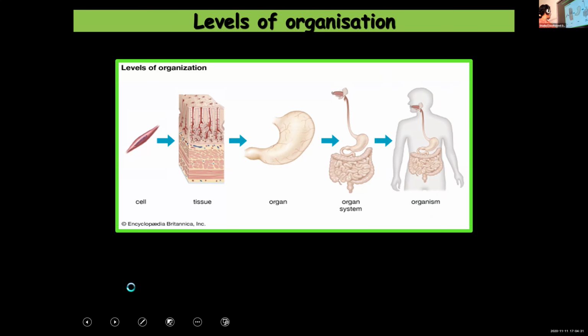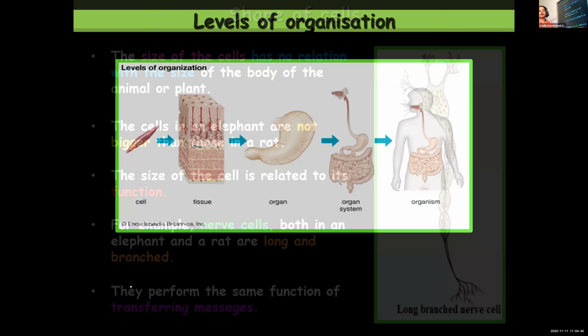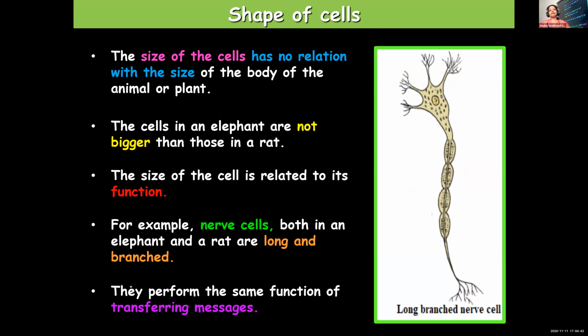Cell is a structural and functional unit of all living organisms. But when a group of cells join together, what do they form, children? A group of cells having similar function: tissue. A group of tissues will form an organ. A group of organs, organ system. Several such organ systems will make an organism.